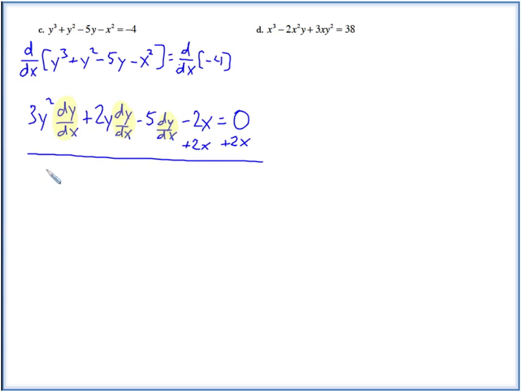And so we're left with all of this equals 2x. So again, this is what we're looking for. We're looking for getting that dy dx by itself. Now in this case, since it's a factor of each of the terms now, we're actually going to factor out the dy dx.